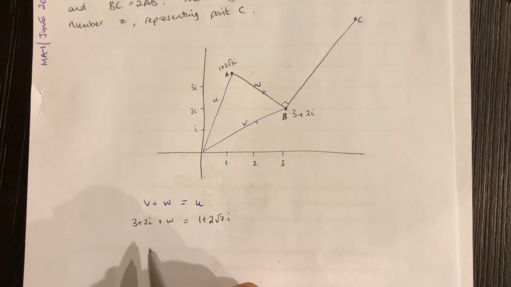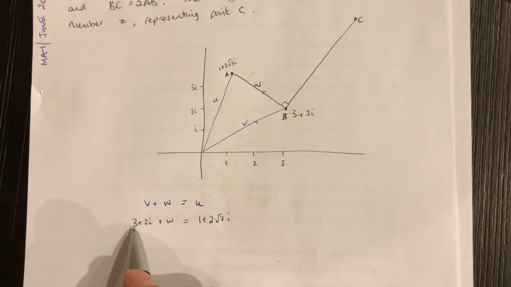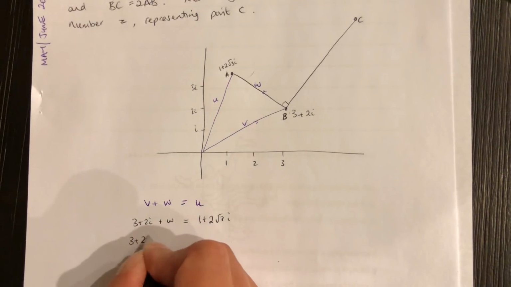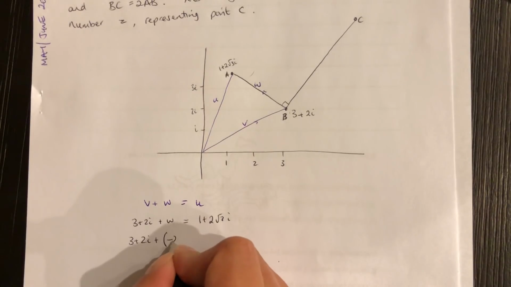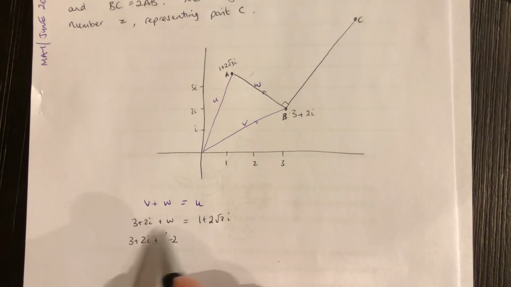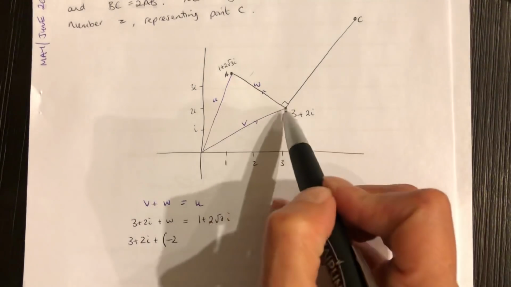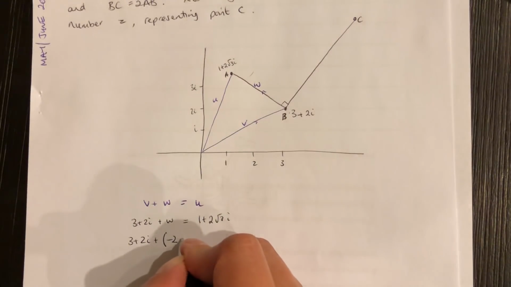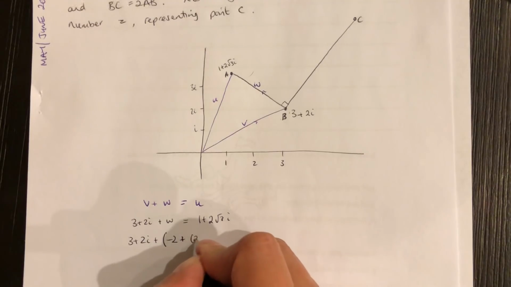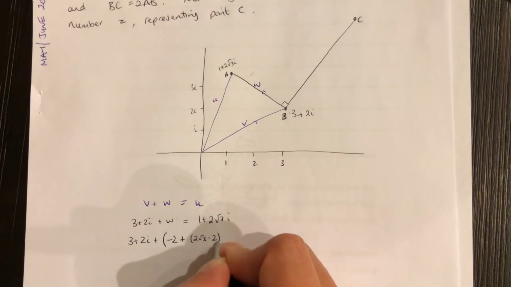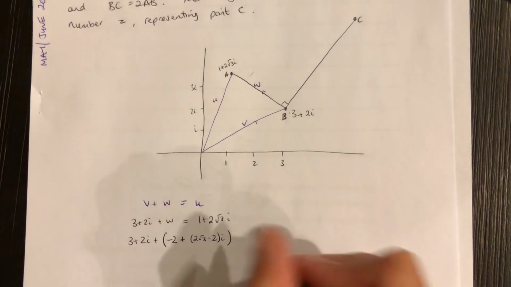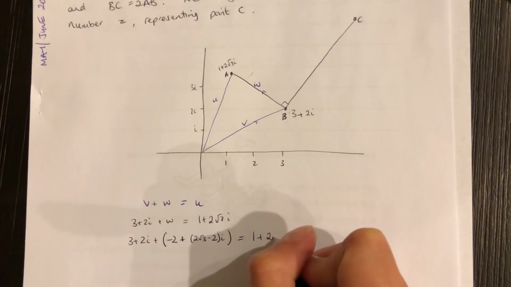And then you can do it just by working out what the bits have to be. So the real parts, 3 add on something has to make 1. Well, that has to be a minus 2. So 3 plus 2i add on minus 2. And then to get from 2 to the 2 root 3, so from this one up to here, we add on the difference between those two heights. So this will be add on 2 root 3 minus 2 lots of i. I'm not going to try and simplify that, we're just going to leave it as that, and that will give us our answer 1 plus 2 root 3i.